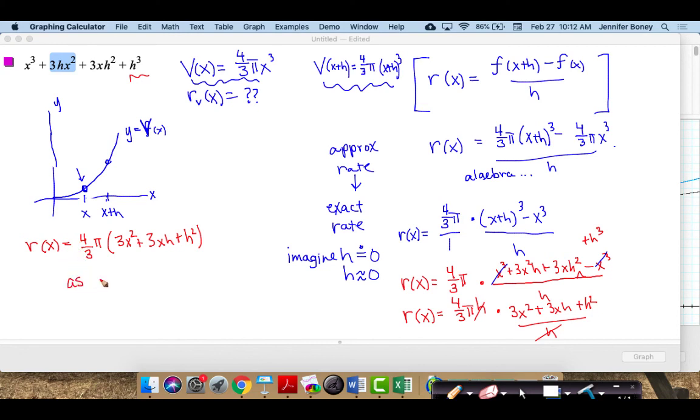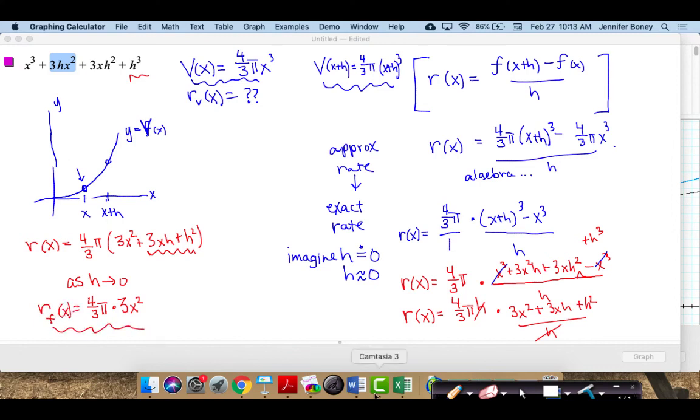So as h gets closer and closer to 0, these two terms do as well, right? 3x times h, if h is getting close to 0, no matter what x is, this is going to eventually turn into 0. This one's going to be getting closer and closer to 0. There isn't any x in it in the first place. So as h approaches 0, I'd have just 4/3 pi times 3x squared. And I'll just leave it as that. So this is our exact rate function then.